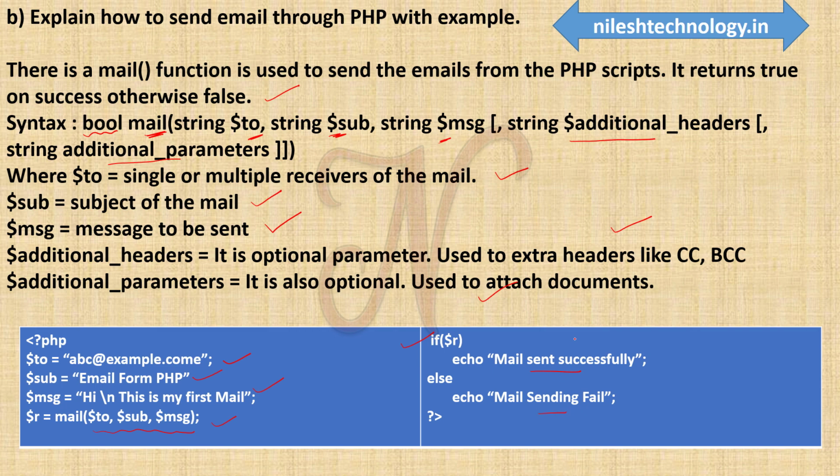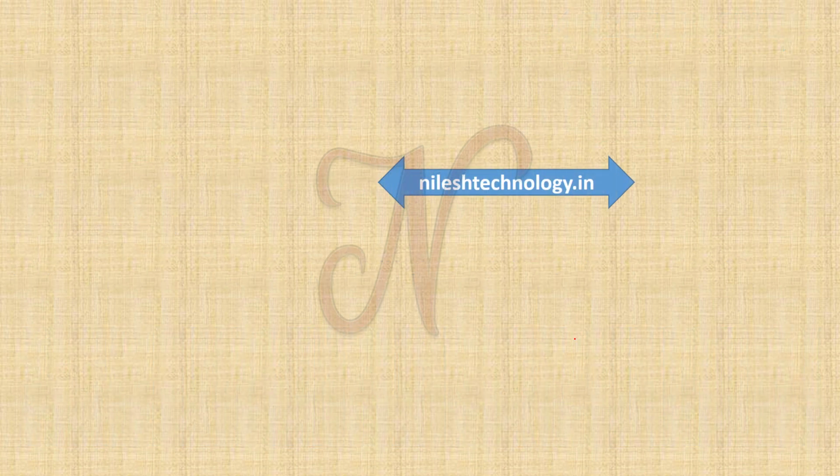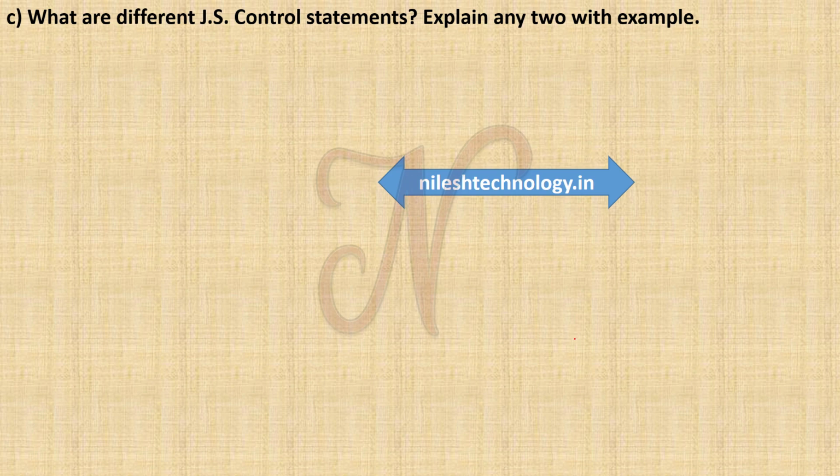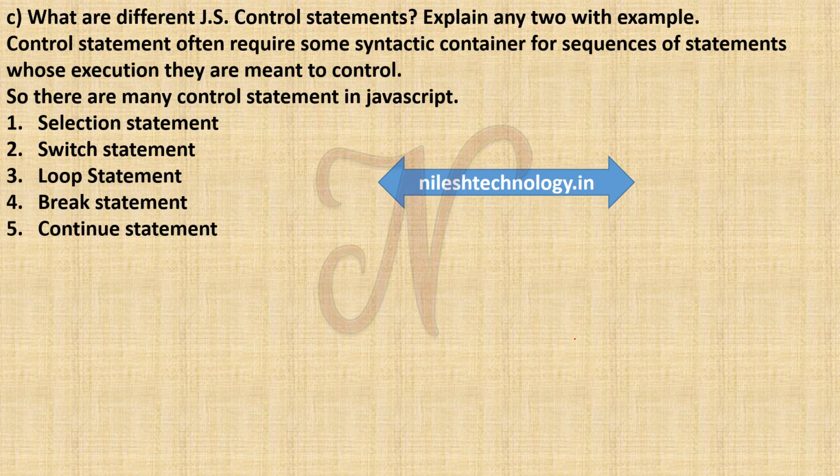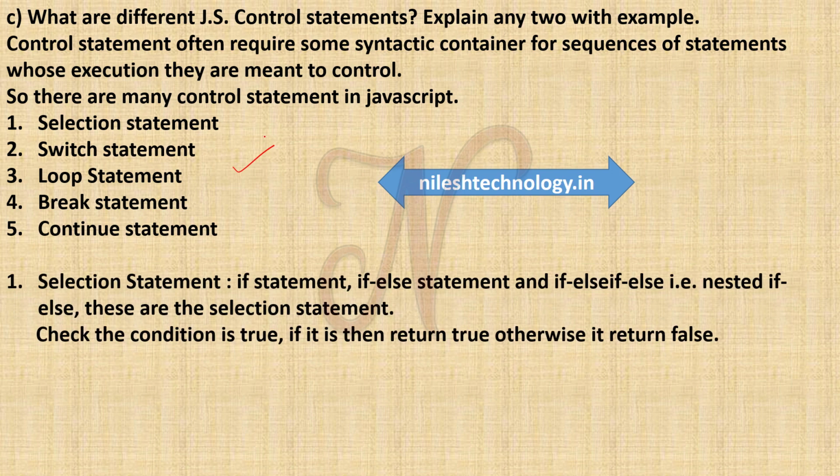Then going to the next question. The next question is, what are the different JavaScript control statements? Explain any two with examples. There are a total of 5 control statements: selection statement, switch statement, loop statement, break statement and continue statement. Here explain any two. First, selection statement means the if else and nested if else.